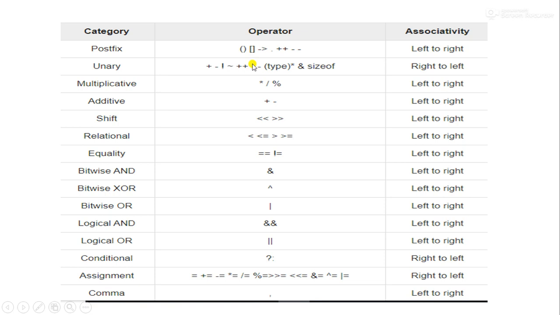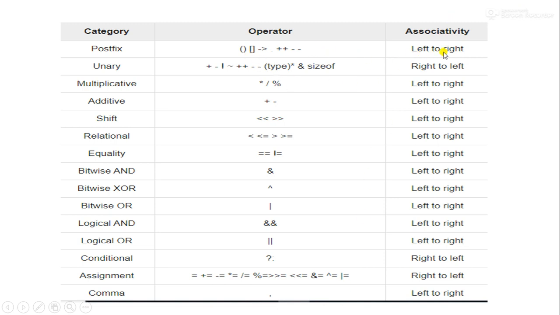So this is our operator precedence table, which means these operators have the highest precedence over this operator, and multiplication, division, and modulus have higher precedence than plus and minus. Similarly, plus and minus have higher precedence than this. So these operators are arranged in a hierarchy from highest to lowest, and if we have operators with the same precedence, then we need to check associativity. Each operator has its own associativity.